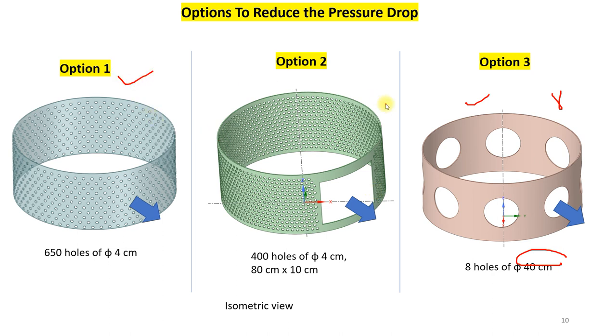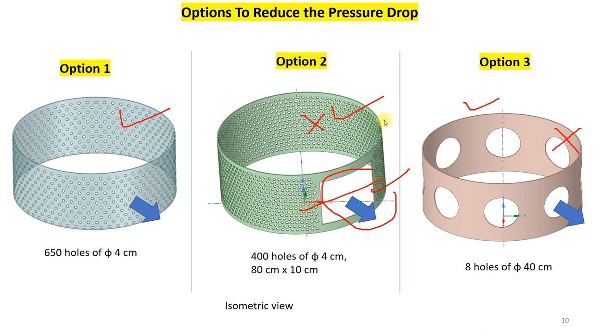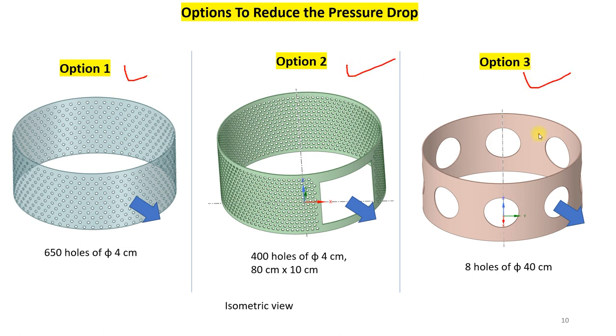How can we say any one option is good? This may give more pressure drop. Here some holes may not be required. Here we are providing more holes, but it has more manufacturing cost. Here one hole has a much bigger size, but from a structural point of view, this circular plate may buckle. All these things we have to model one by one and then decide which configuration is better.